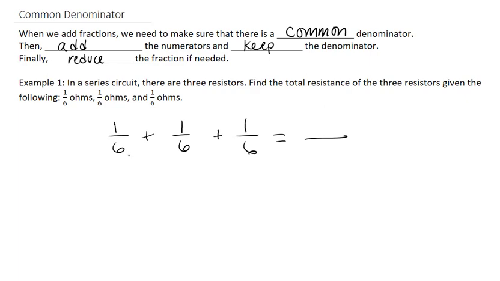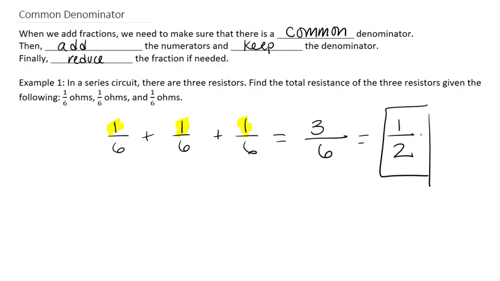So what we do is we keep the denominator. So we're going to leave it as 6. Now 1 plus 1 plus 1 is what we're doing, which is equal to 3. Next, we need to reduce. So we can reduce each by a factor of 3. So this just becomes 1/2. And this would be our total resistance. Now let's look at another example.